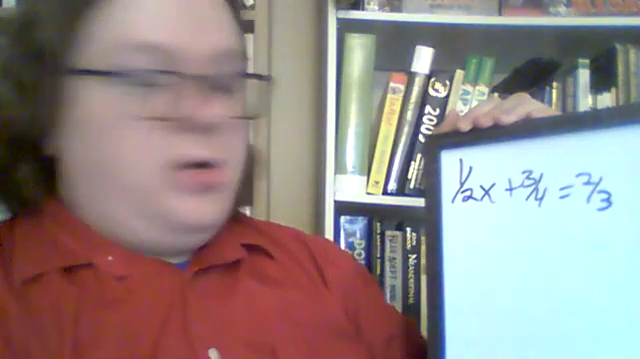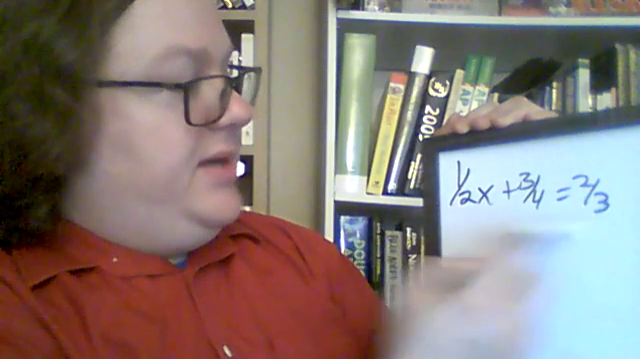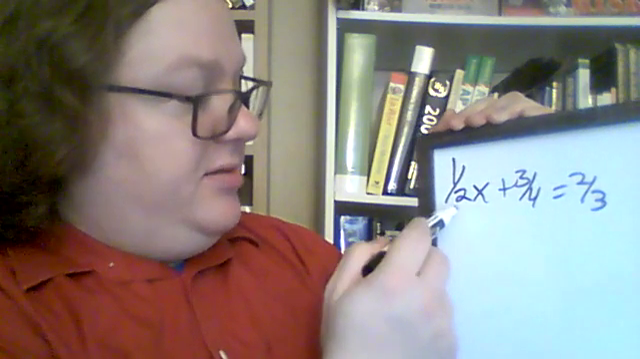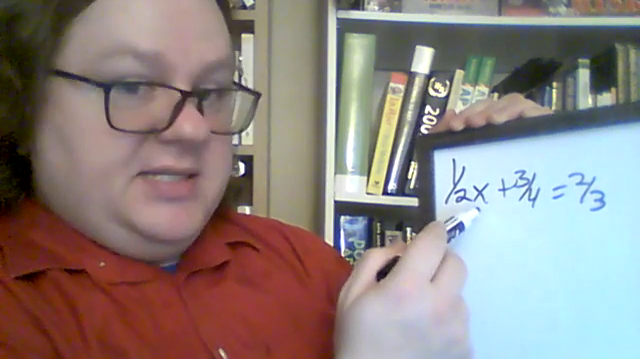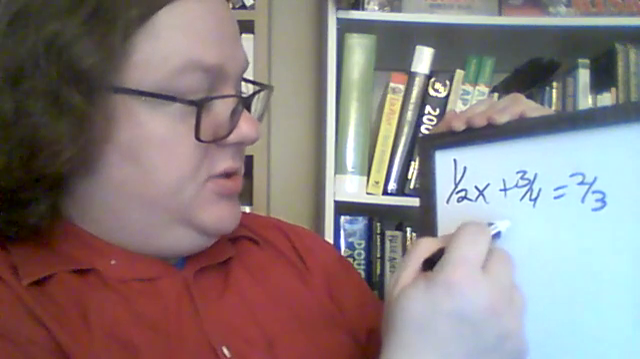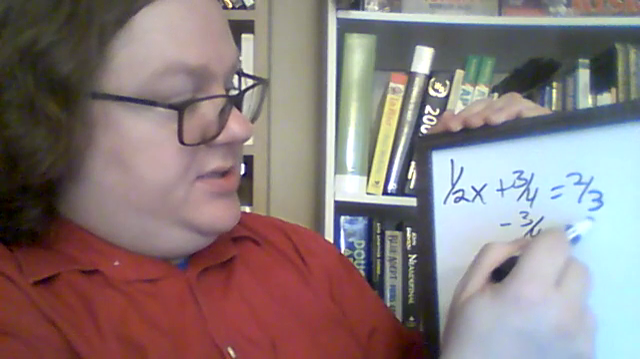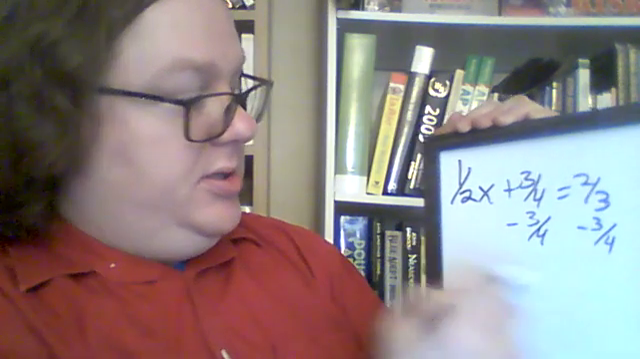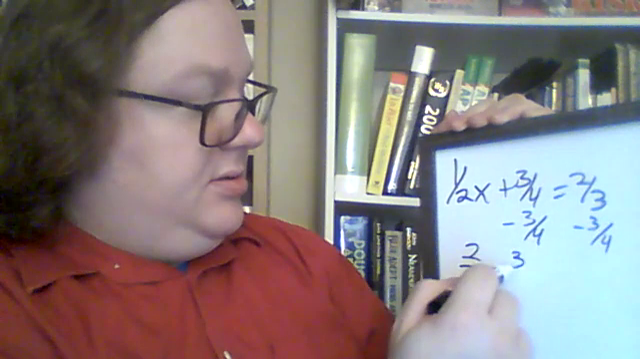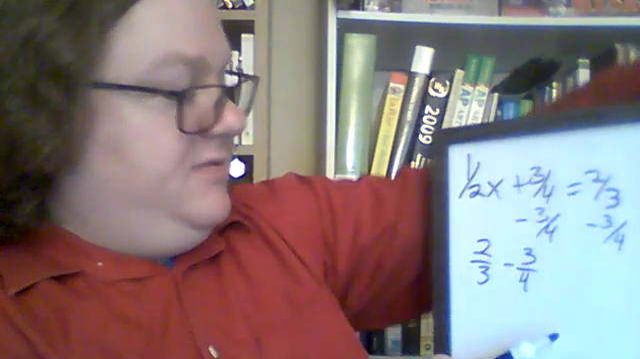Okay. So, in many ways, this operates just like that first problem, because this is being multiplied. This 1/2 is multiplying this x, and this plus 3/4 is a floating number. So I can subtract this 3/4, subtract this 3/4. Now I have to do 2/3 minus 3/4. That's going to end up being negative.